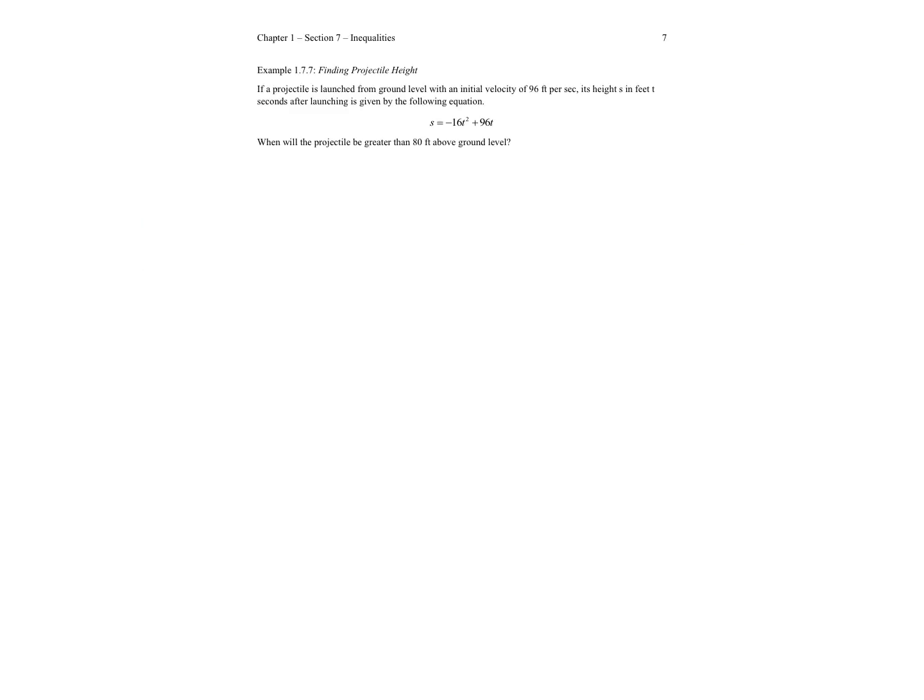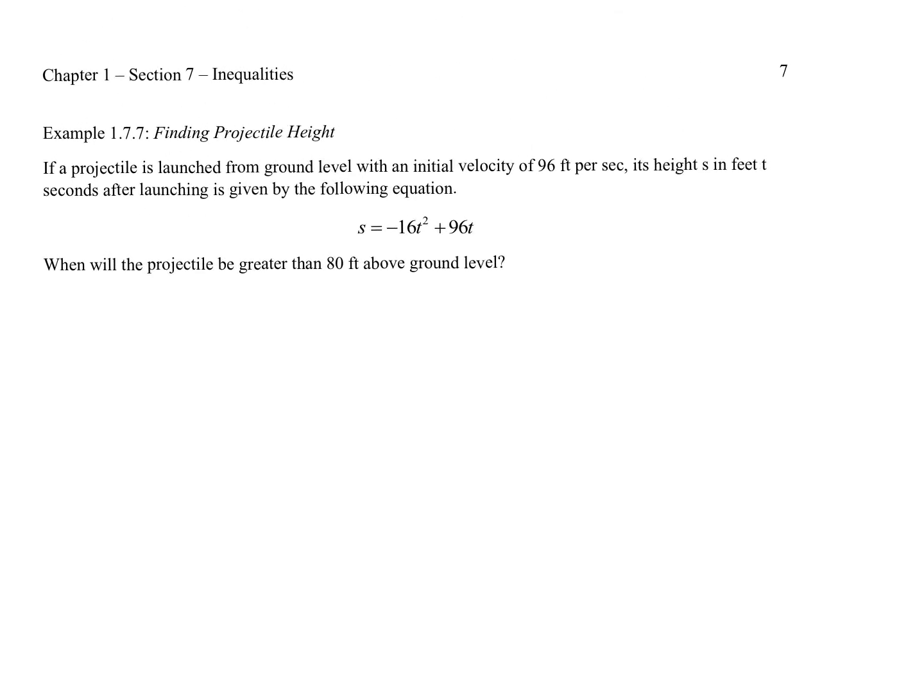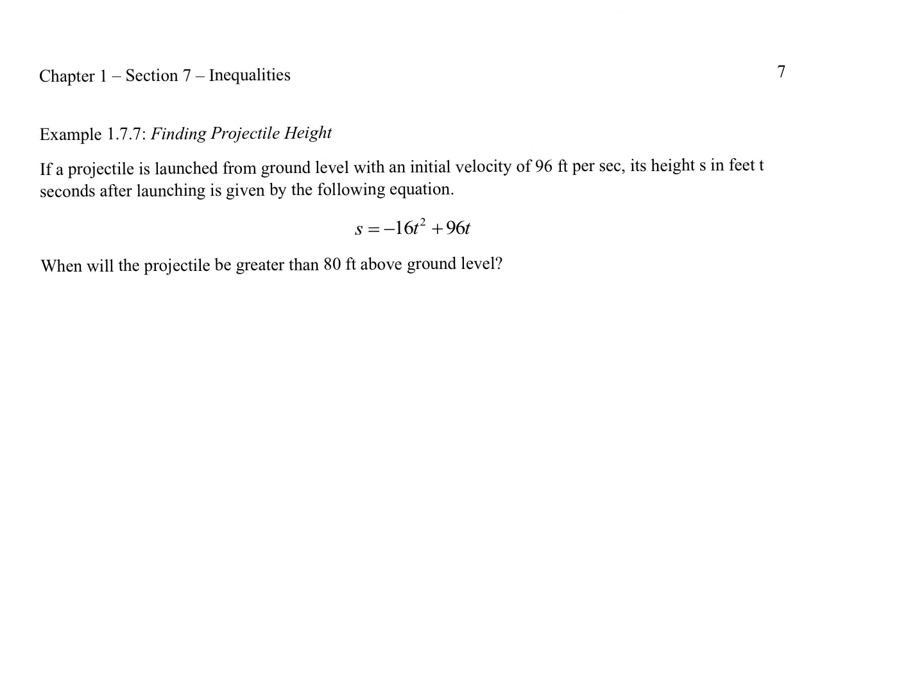Okay, staying with quadratics, let's do an application problem. So they give us the formula for finding the height of a projectile. If a projectile is launched from the ground with an initial velocity of 96 feet per second, its height s in feet t seconds after launching is given by the following equation. When will the projectile be greater than 80 feet above the ground?